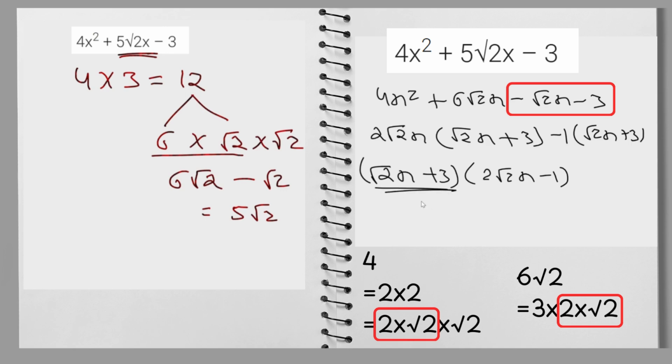Now check on equating this with 0, what are we getting? We are getting minus 3 over root 2, and equating the other factor with 0, we are going to get x as 1 over 2 root 2. So these are the two zeros of this polynomial.